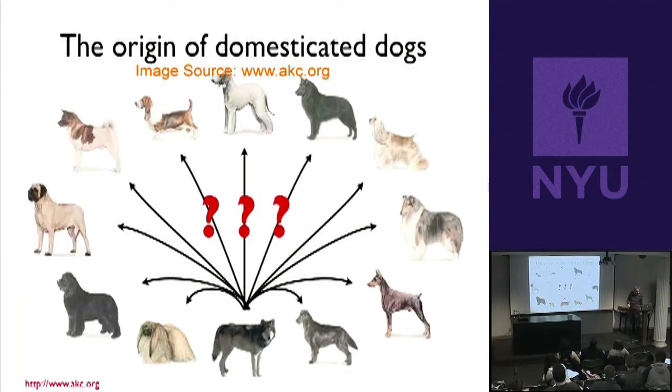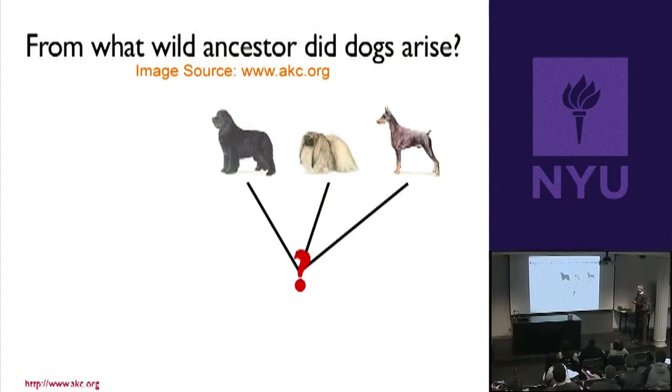You all know that dogs are really variable in their appearance. It's in a way hard to believe that this guy and this guy are a member of the same species. And then the question is, what was the ancestor of all these things like? And our best guess going in is that it was a wolf. So the question we want to ask is, from what wild ancestor did dogs arise? What was the domestication event that gave rise to all dogs? What was the animal that was domesticated?